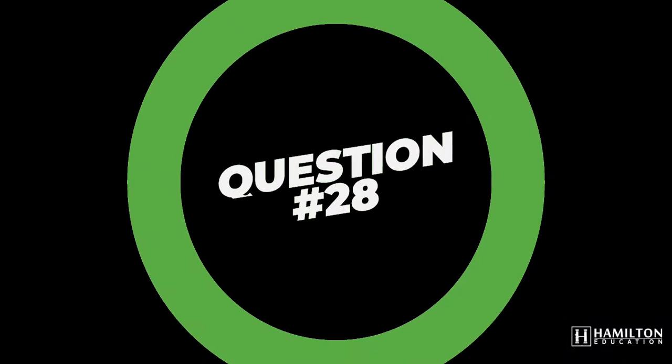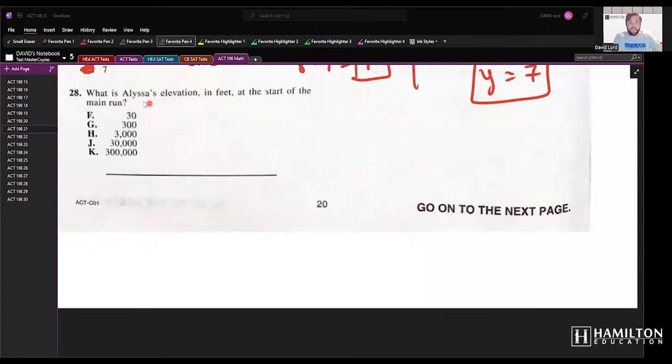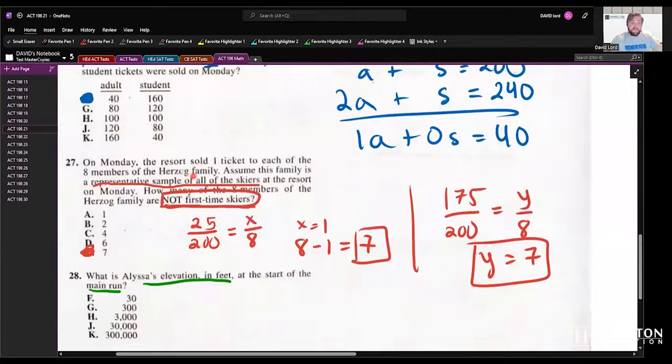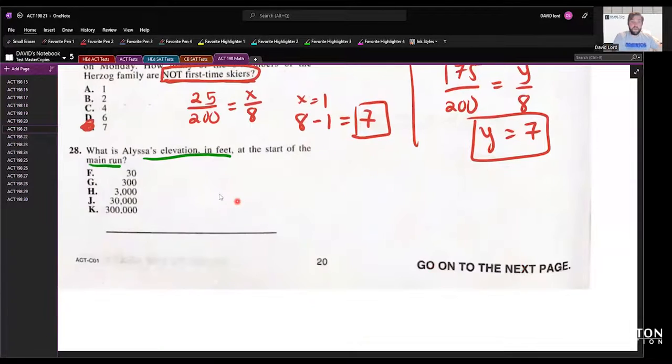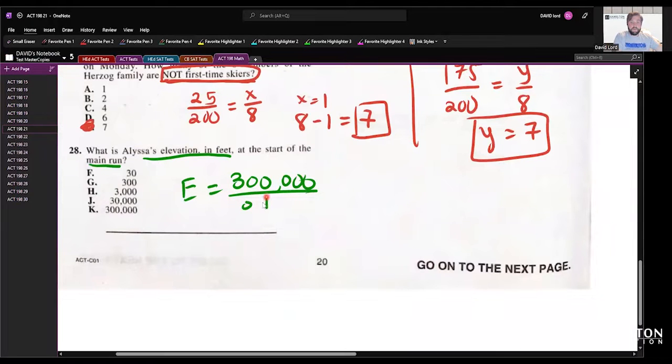Question number 28. What is Elisa's elevation in feet at the start of the main run? If you go back to the information provided, we have an equation that E is equal to 300,000 t plus 100, where t is the number of seconds after she begins skiing. Since we're looking at the start, t would equal 0. So that means E is equal to 300,000 times 0 plus 100. And then I get that is 3,000 feet.